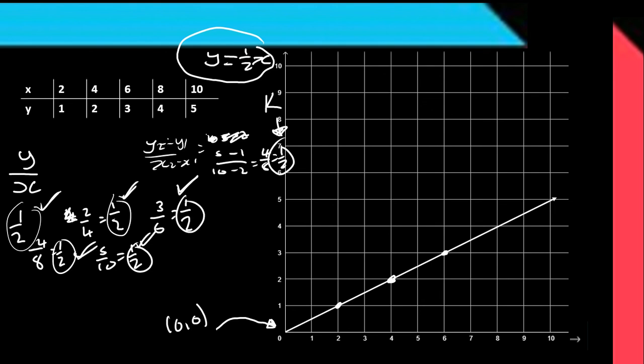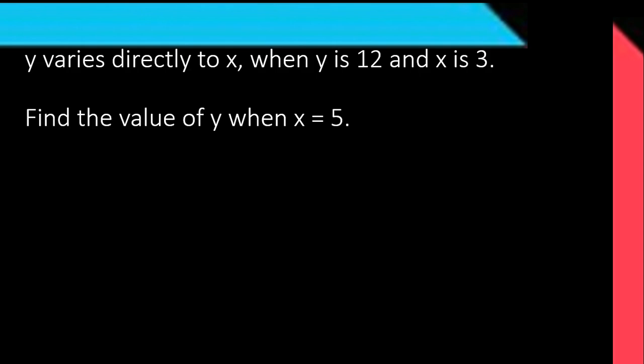What we're going to do now is look at questions when we don't have a graph and you just have some information and you have to solve a problem. Okay, so this is a typical exam question. Y varies directly to x when y is 12 and x is 3. Find the value of y when x is 5.